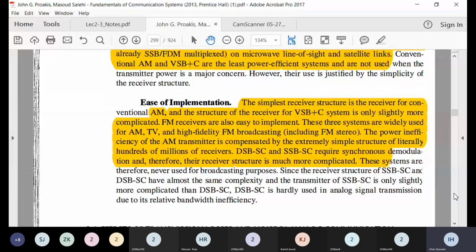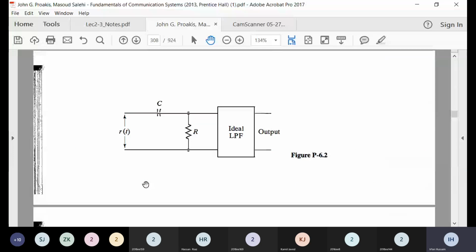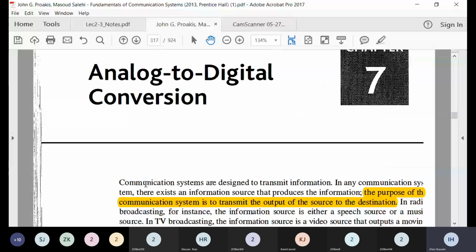So you can see that suppressed carriers have the same complexity with respect to the receiver structure, but single sideband is a little bit more complex because of the Hilbert transform requirement. But overall you can see that SSB is still better because it requires half the bandwidth as compared to DSB suppressed carrier. So we will again prefer single sideband suppressed carrier. So this was just an overview of the various analog communication techniques that we have studied in the past.